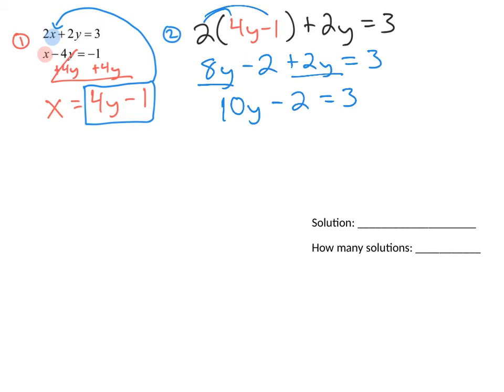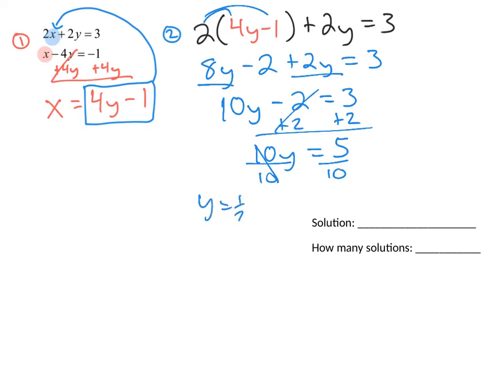Okay, we're not done yet. Solving for y. What's my next step? Add 2 to both sides. Very good. 10y equals 5. Last step. Remember, always double check it on the calculator. 5 divided by 10 is going to give us the y value of 1/2. 5 over 10 reduces to 1/2.